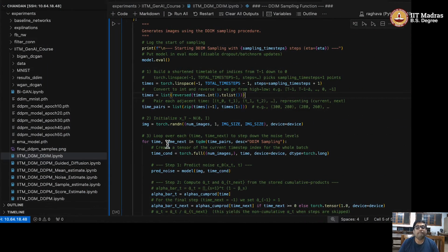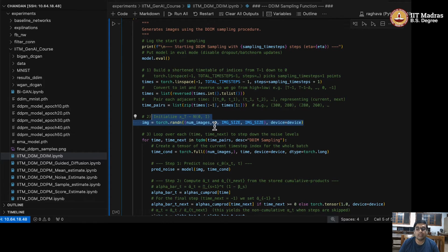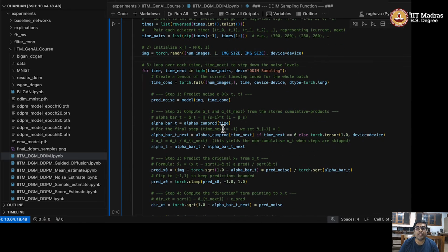Okay, so now first you sample a standard Gaussian noise. Then we need to go ahead with the DDIM sampling. First you obtain the time, and then you pass the image and the time to obtain the predicted noise. This is the noise prediction method that I shall be using. So you have got the noise needed. Then you have got all the alpha bar t next and all those things.